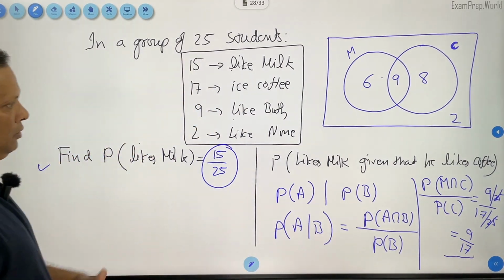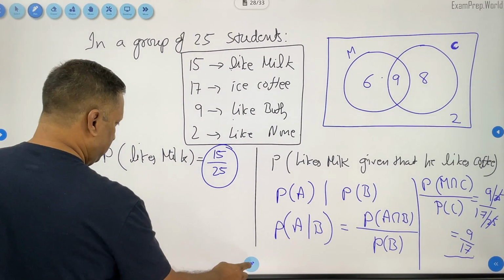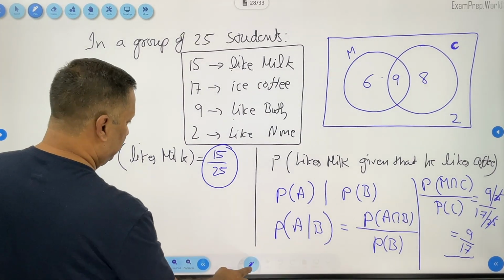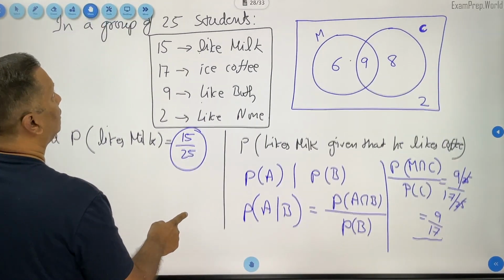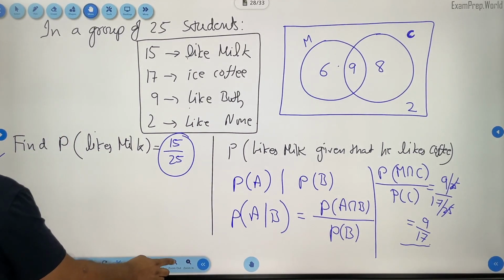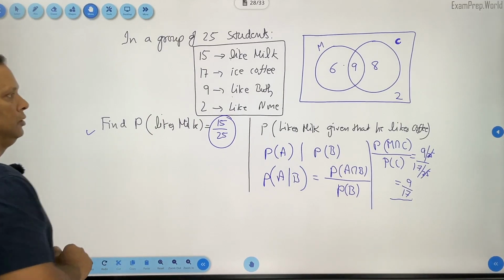I'll move away, note it. Want me to zoom out or move it a little up? That is better. Yeah. Then I'll zoom out. Note it now.